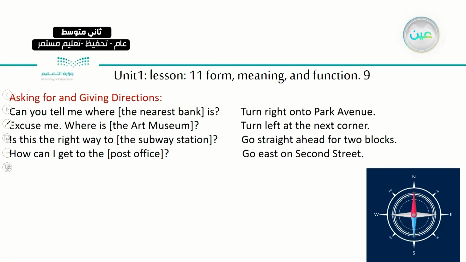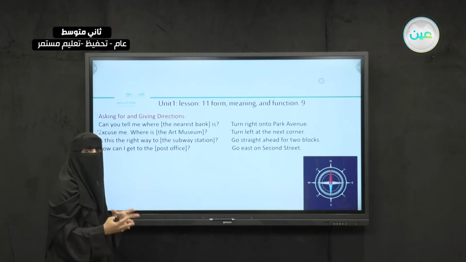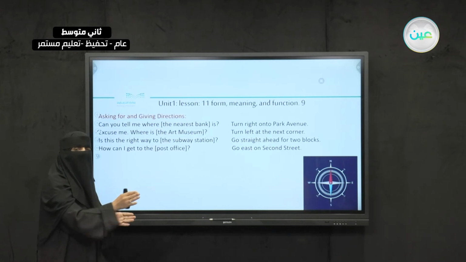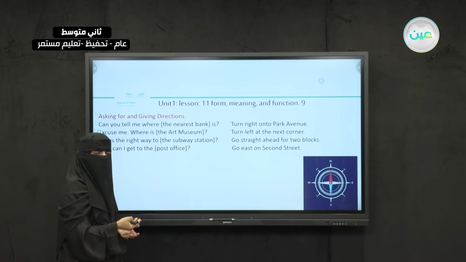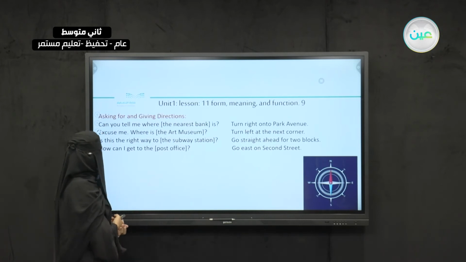This is an example in your book. Can you tell me where the nearest bank is? So if someone asks you where the nearest bank is, these are some of the phrases we use to give directions. We say, turn right into Park Avenue. Okay, this is one example. Turn right or turn left, go straight. Okay, these are the words to give directions, besides the prepositions of place we covered at the beginning of our class.